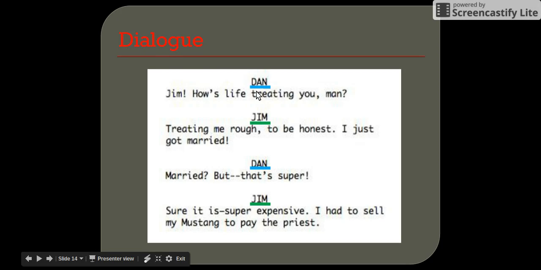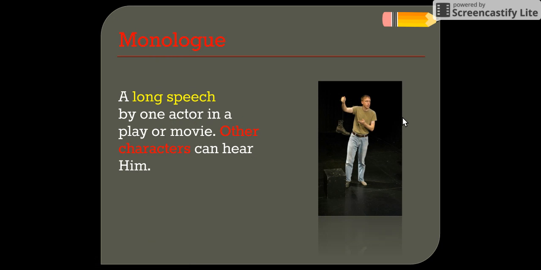So anything that is underlined here is what they're supposed to be saying. I read it with the name, right? But if we have two people reading it, they wouldn't say each other's name right here. They would just say, Jim, how's life treating you, man? Treating me rough, to be honest. I just got married. So this is just for them to know who is talking, but they're not going to say Dan and they're not going to say Jim. That just shows us who the actor is.